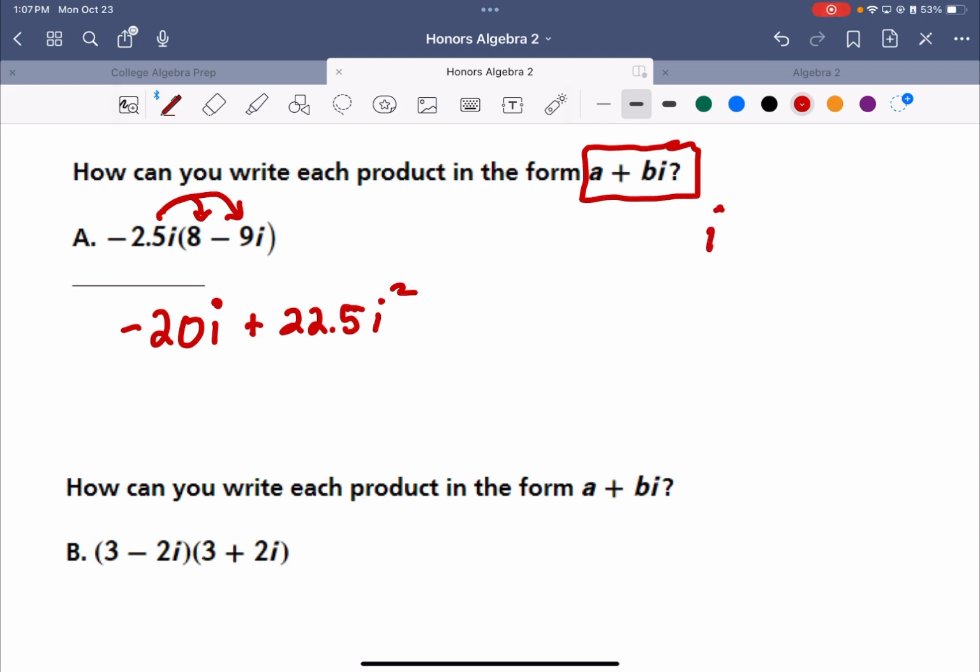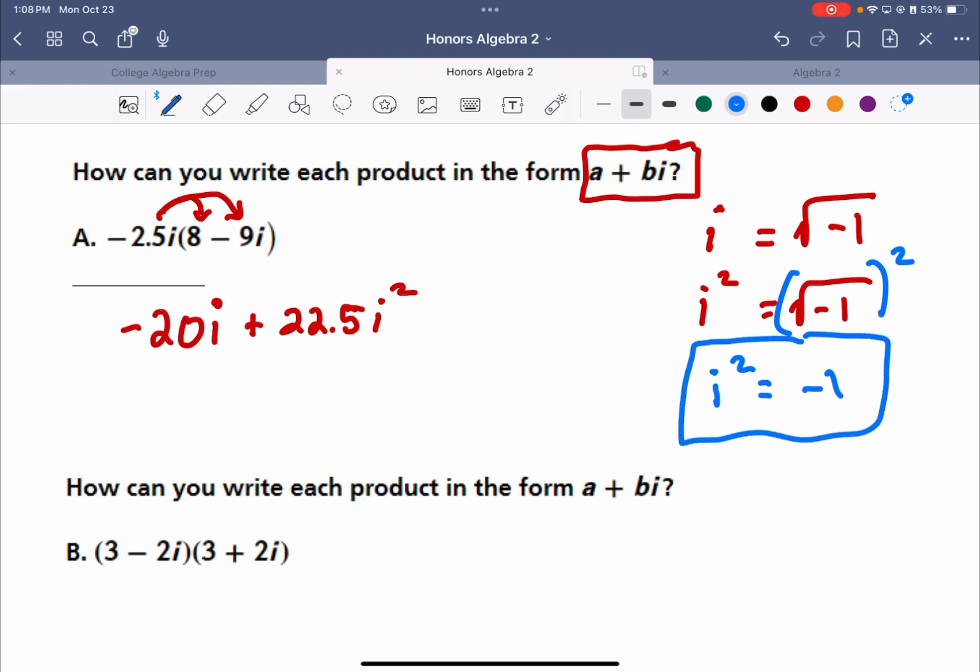So we said earlier that i is equal to the square root of negative 1, right? If I take i and I square it, if I square one side of an equation, what do I have to do to the other side? I have to square the other side of the equation as well. What happens to the radical and the square? They cancel out. So what does i squared equal? i squared is equal to negative 1. That needs to be in your notes. i squared is equal to negative 1.